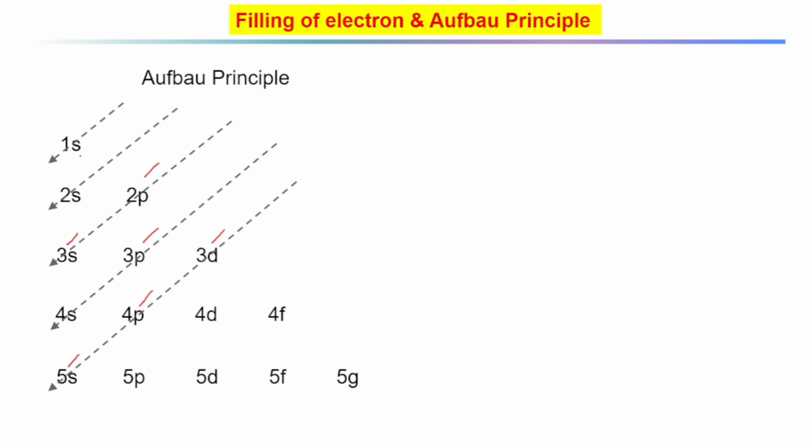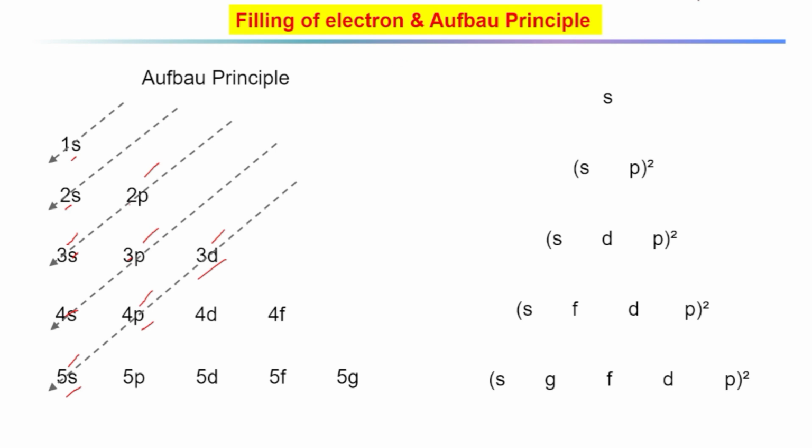So this arrow means first we are filling 1s, then 2s, then 2p, then 3s, then 3p, then 4s, and then 3d, then 4p, 5s. This seems very hard to remember, right? So that's why you can remember this alternative path. This is how I remember this electron filling of orbitals.